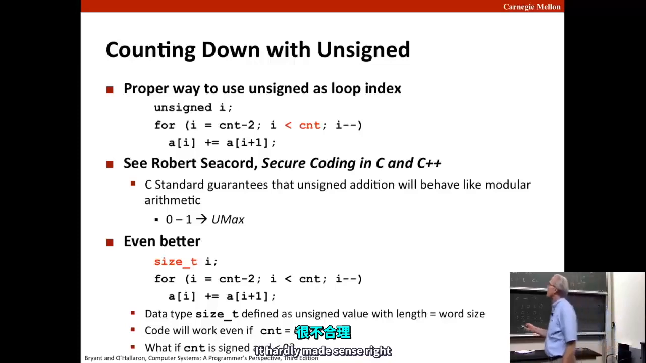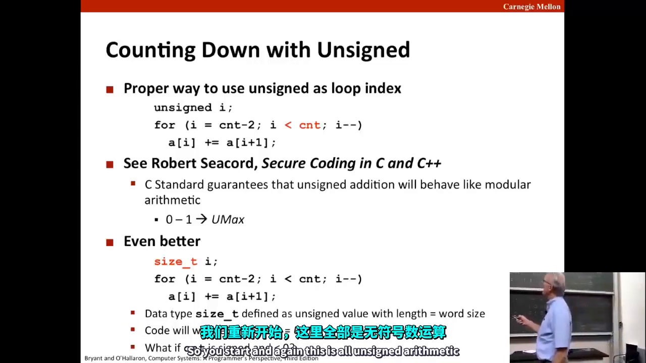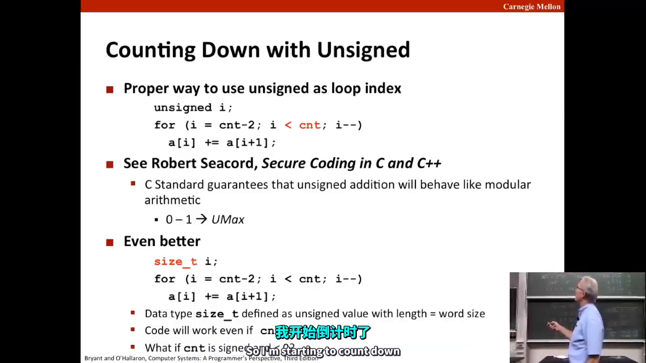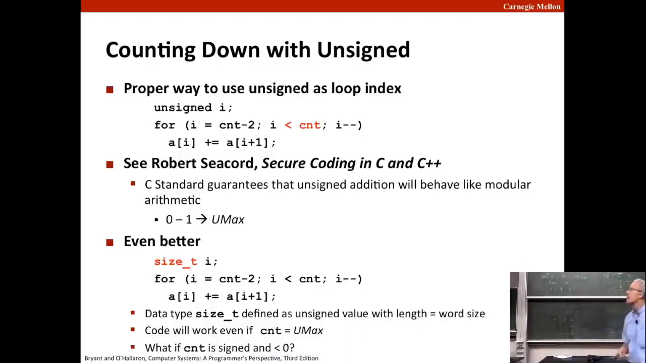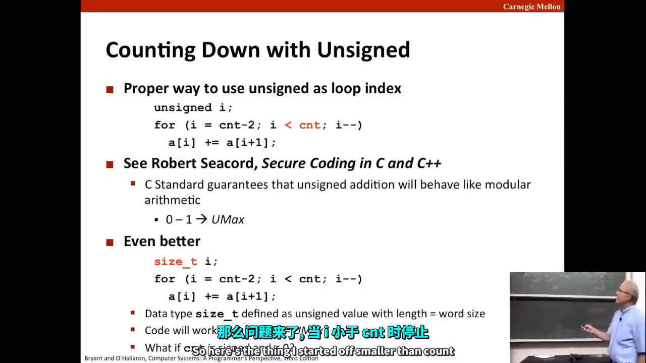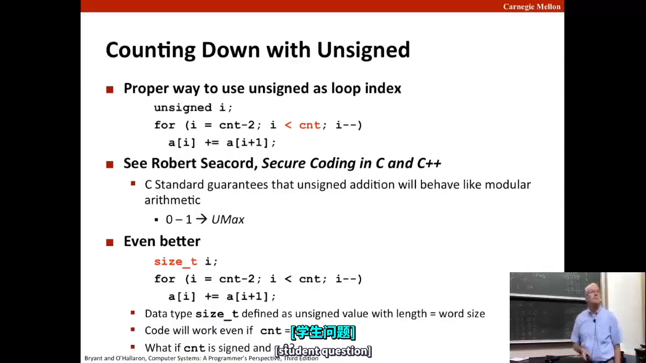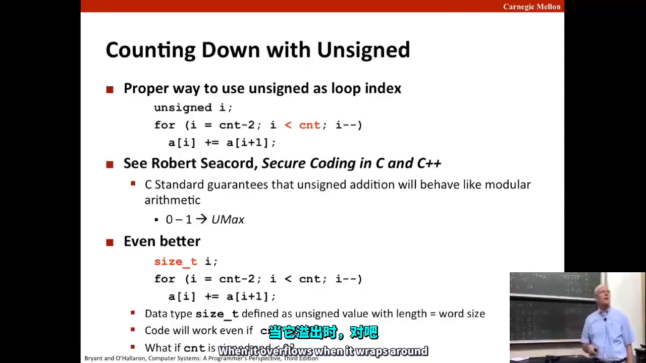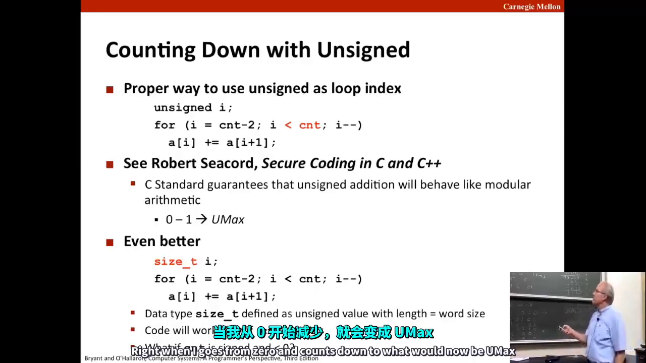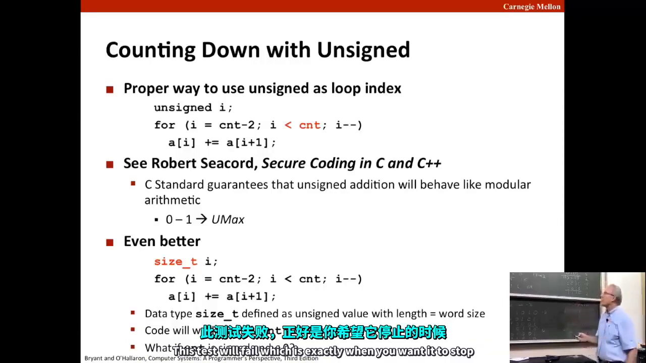hardly made sense. So you start, and again, this is all unsigned arithmetic. I'm starting to count down, and my test is when i is less than count. So here's the thing: I started off smaller than count, and it's only being decremented. So when would this test ever fail? When it overflows, when it wraps around. When i goes from 0 and counts down to what would now be UMax, this test will fail, which is exactly when you want it to stop.